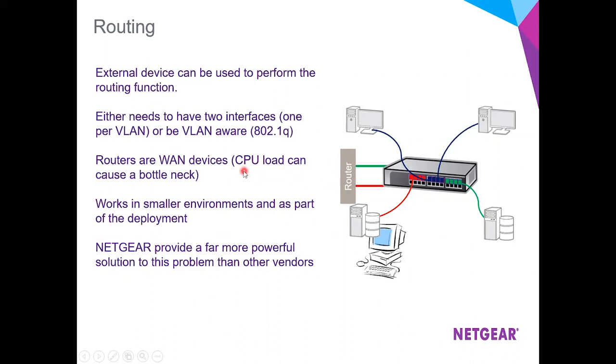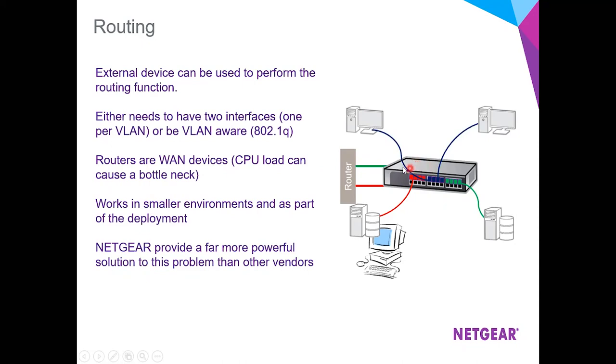However, with this router, we have to make sure that it is powerful enough. Otherwise, the CPU load can cause a bottleneck, because now all the traffic that normally goes through the switches, where we have specific hardware to do the switching, goes to the router.